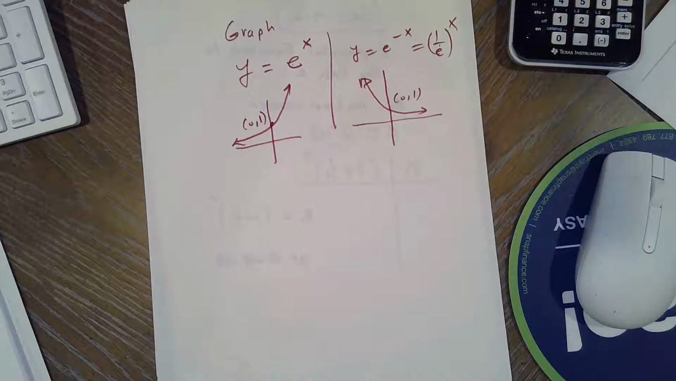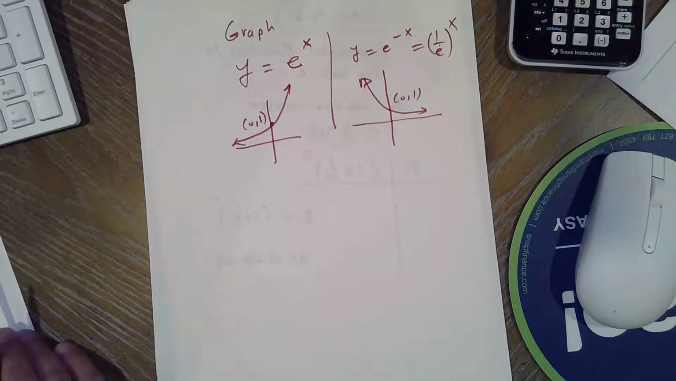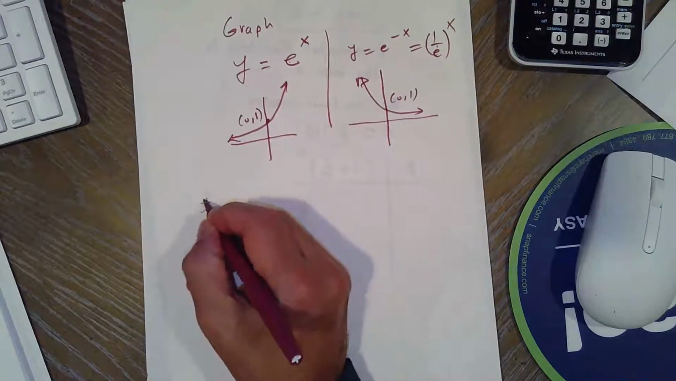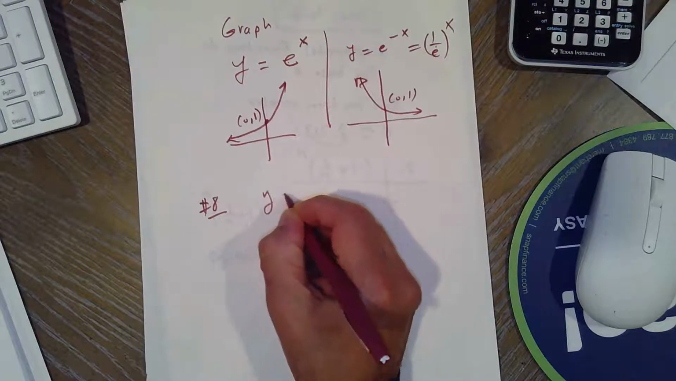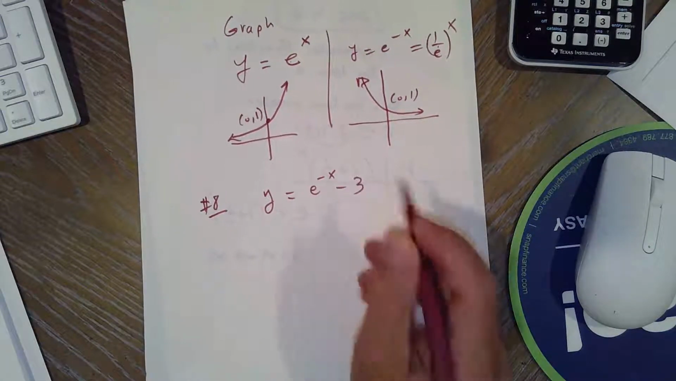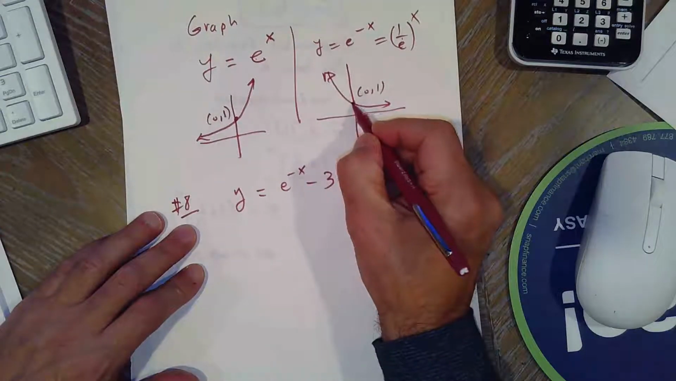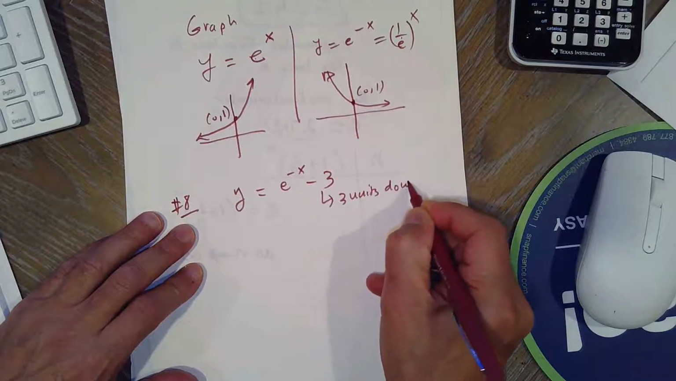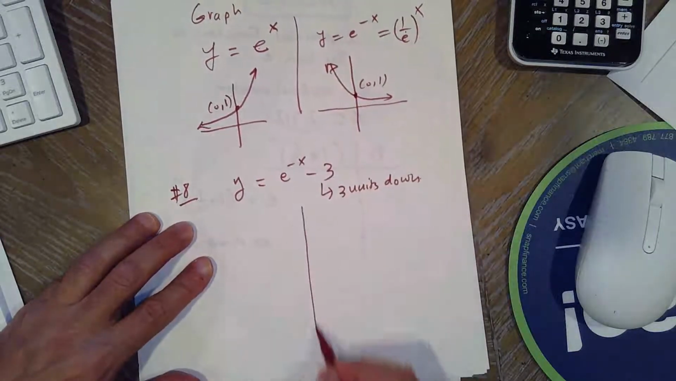So let's look at page 341, number 8. It says graph the function using the basic graph, not by plotting points, and then state domain, range, and asymptote. So number 8, how do we graph y equals e to the negative x minus 3? So you can see it's going to be exponential decay, shifted 3 units down.